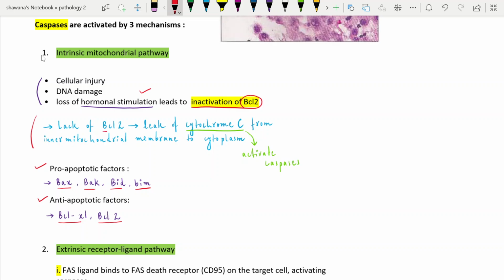Okay, lack of BCL2 leads to the leakage of cytochrome C from the mitochondria. As you all know, cytochrome C is a molecule present in the inner mitochondrial membrane, and it is guarded by BCL2. But when inactivation of BCL2 occurs, it results in the leakage of cytochrome C. When cytochrome C is leaked into the cytoplasm of the cell, it activates the caspases, and we are discussing nothing but caspase activation processes, right? So it leads to caspase activation.